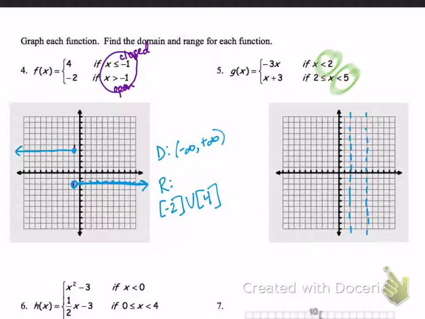Second step is I'm going to write open or closed next to the inequalities. So here it's open. And you can even do O and C if you want. At this function it's closed and then open.